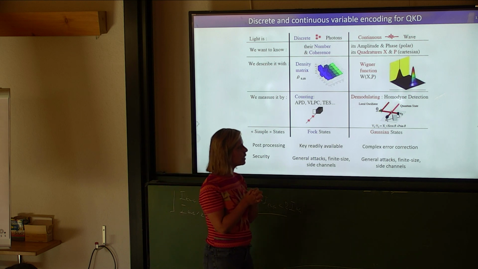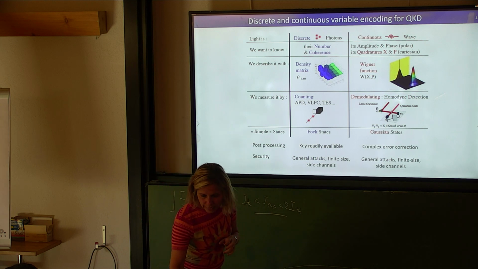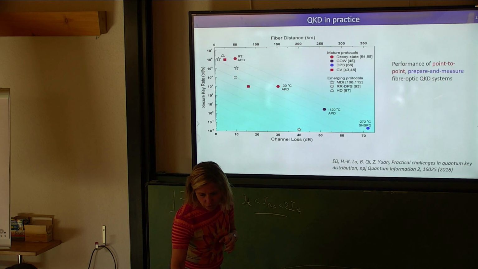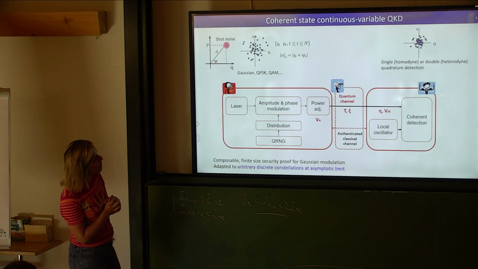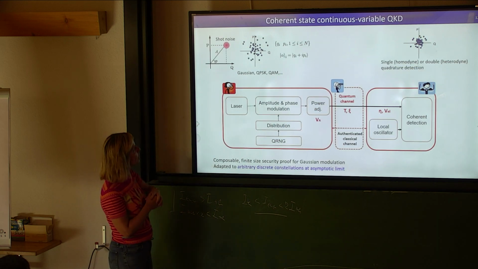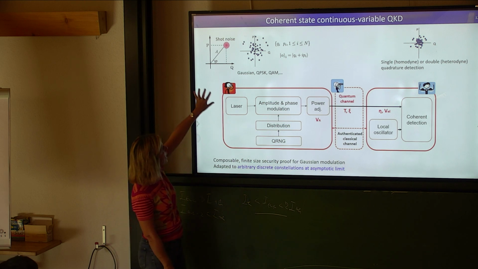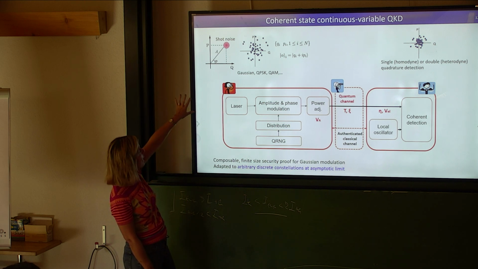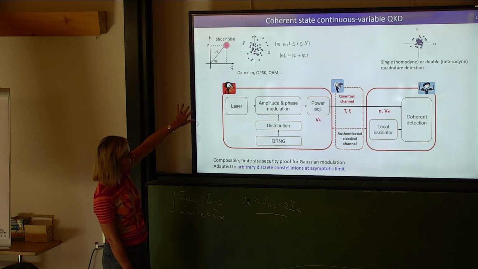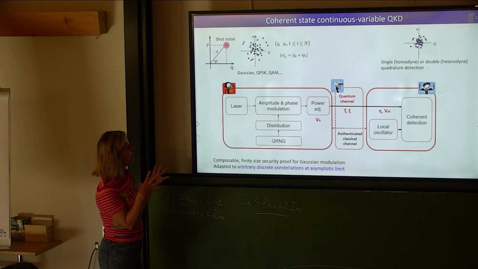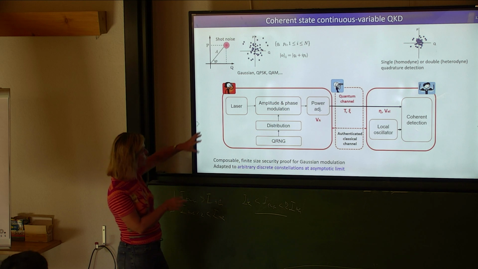There are still a few little things to do here. Maybe I won't have the time to go through all the details. This is an example of how a coherent-state CV-QKD system looks. There is a constellation of coherent states that are characterized by the fundamental shot noise, and you move in the phase space, you create your coherent states. This is what is sent.